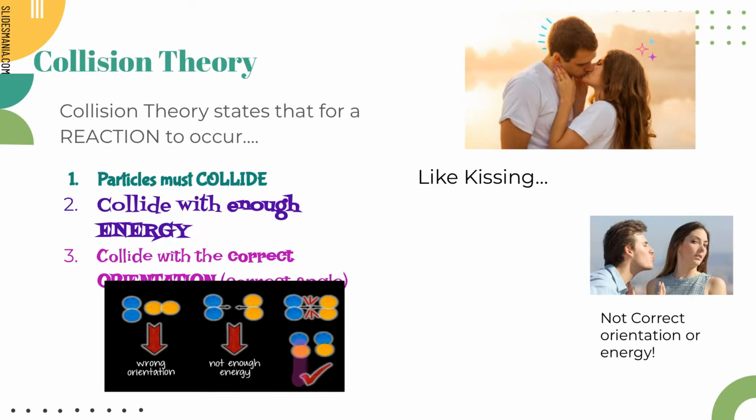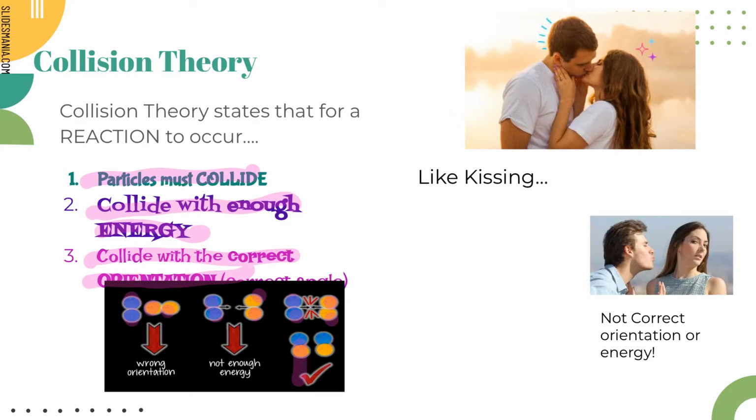Collision theory states that in order for a reaction to occur, particles must collide. They must collide with enough energy, and they must collide with the correct orientation or the correct angle. So if you look at this reaction, they're not going in at the right orientation. They're not positioned right to collide and react. In these ones, they don't have enough energy. They're not meeting each other. Well, here, they're in the right orientation, and they have enough energy to collide.